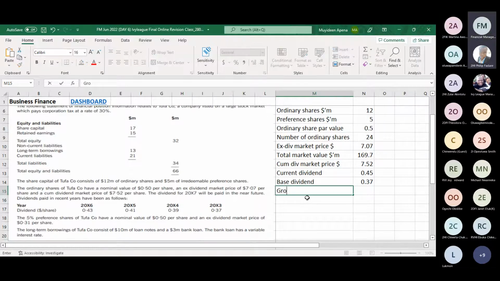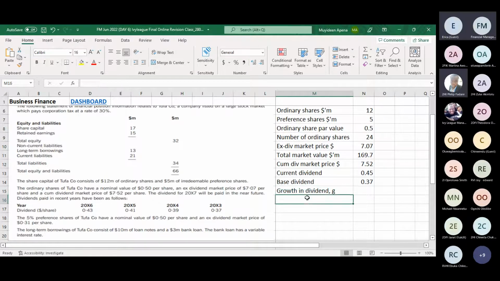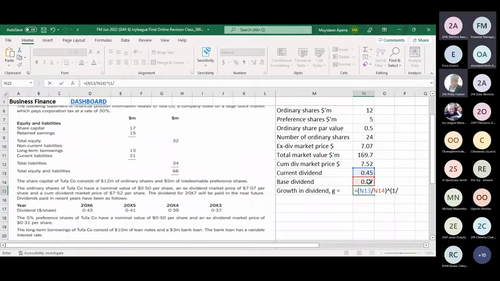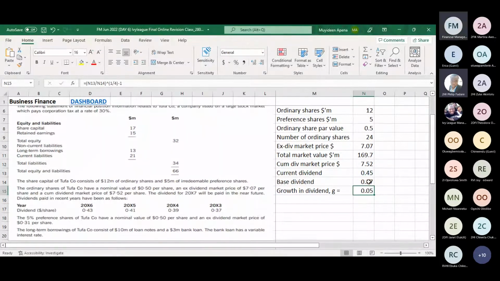So growth in dividend, G, equals bracket open, current dividend divided by base dividend, bracket close, to the power of what? One over what? One over 4. Do you all agree? Yes, sir. Everything minus 1. So this is what I have. Is that what you have? Yes, sir.